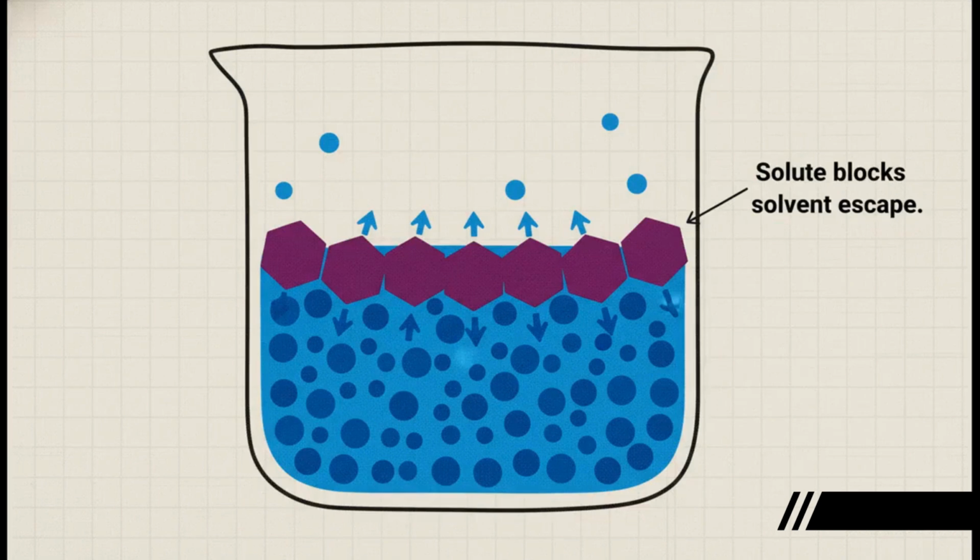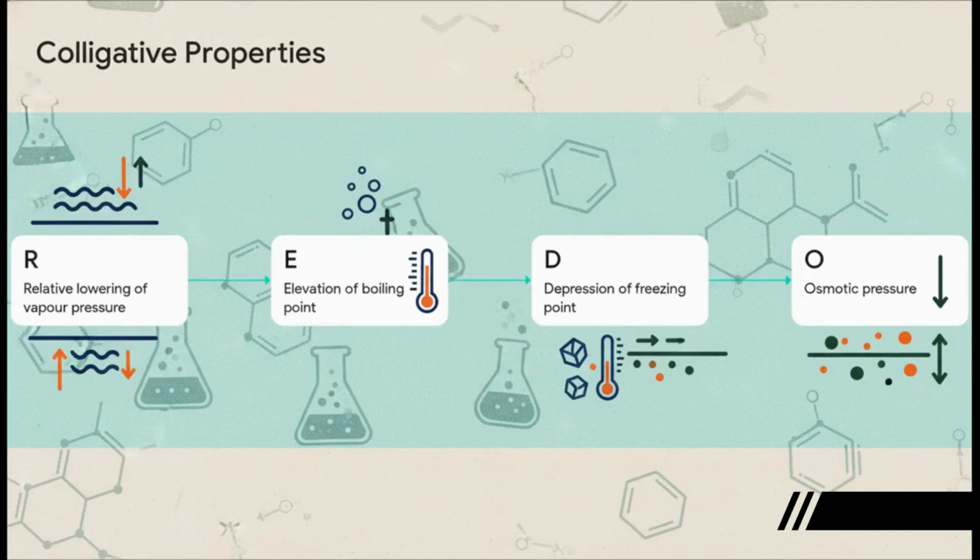Now this is a perfect way to picture Raoult's law. So what happens when you add a non-volatile solute, like salt, to water? Just imagine the little solute particles are like tiny security guards standing on the surface, and they're blocking the water molecules from escaping into vapor. The more solute you add, the more guards you have, and the lower the vapor pressure gets. It's really that simple.